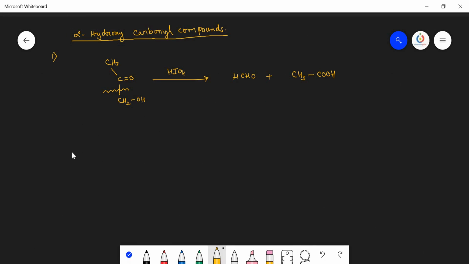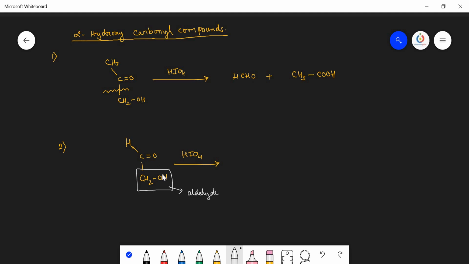Now let us take one more molecule. What happens if, instead of this methyl group, an aldehyde group is there? Let us take the aldehyde. CH2OH. Use the HIO4. Again, this particular part shall be converted to the aldehyde, as it is the carbon with hydrogen, and basically these two are adjacent groups.